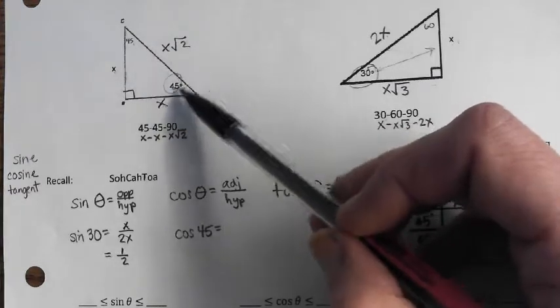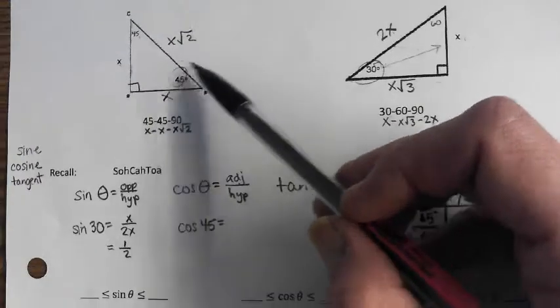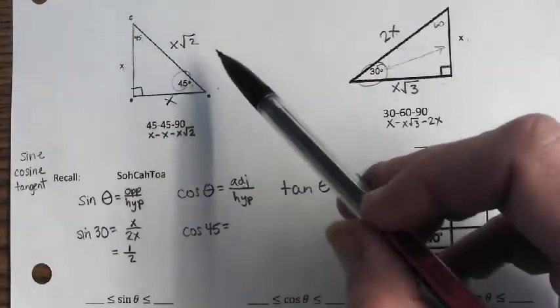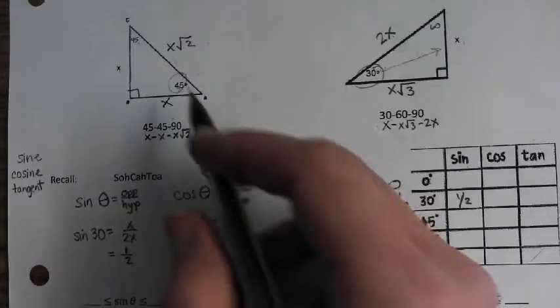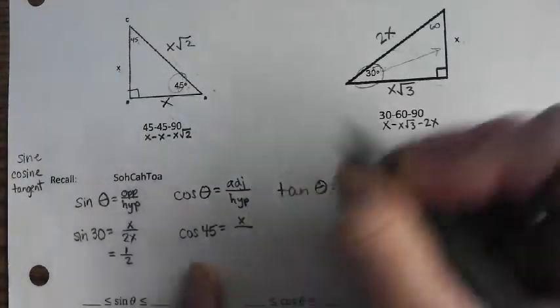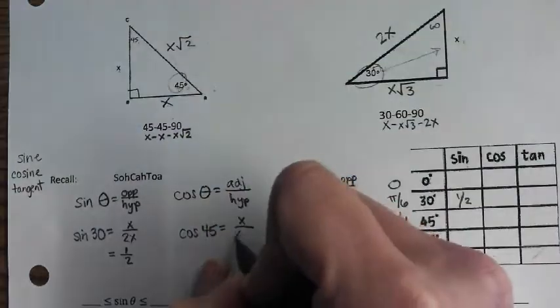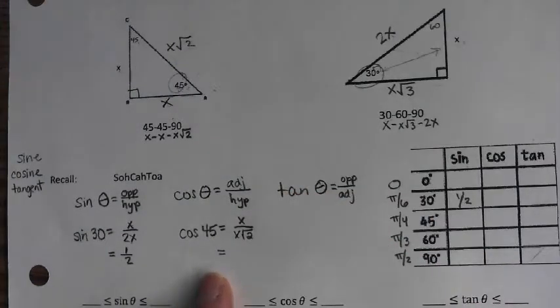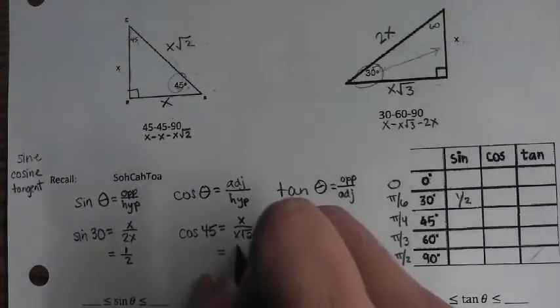So if you're deciding which adjacent one to choose, you always choose the one that's not the hypotenuse because this is always trumped by the hypotenuse. So your adjacent to 45 is x over your hypotenuse, x root 2. Now your x's here cancel as well, correct? So it's 1 over root 2.